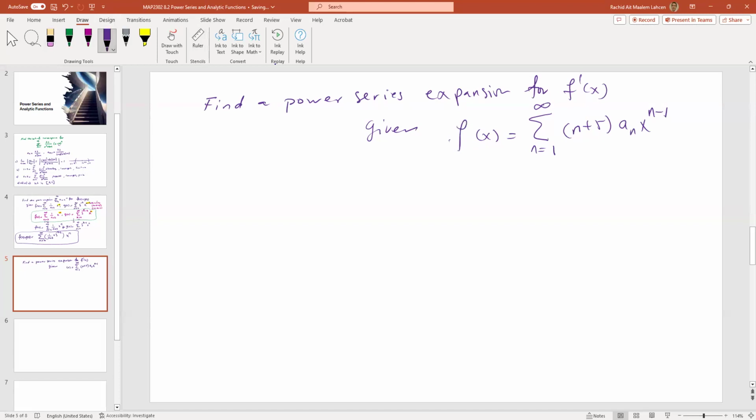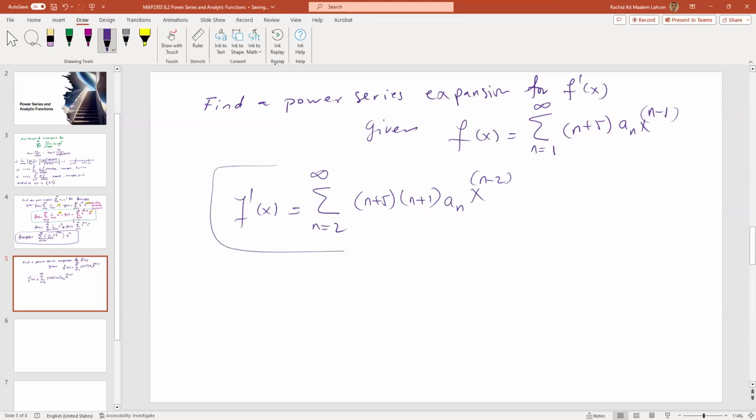Let's fix this. All right, so you know how to do this. It's just going to be this summation, but it's going to start from 2, and n plus 5 is already there. Then this becomes, just like the power rule, n minus 1 minus 1, so n minus 2. So it's not bad.